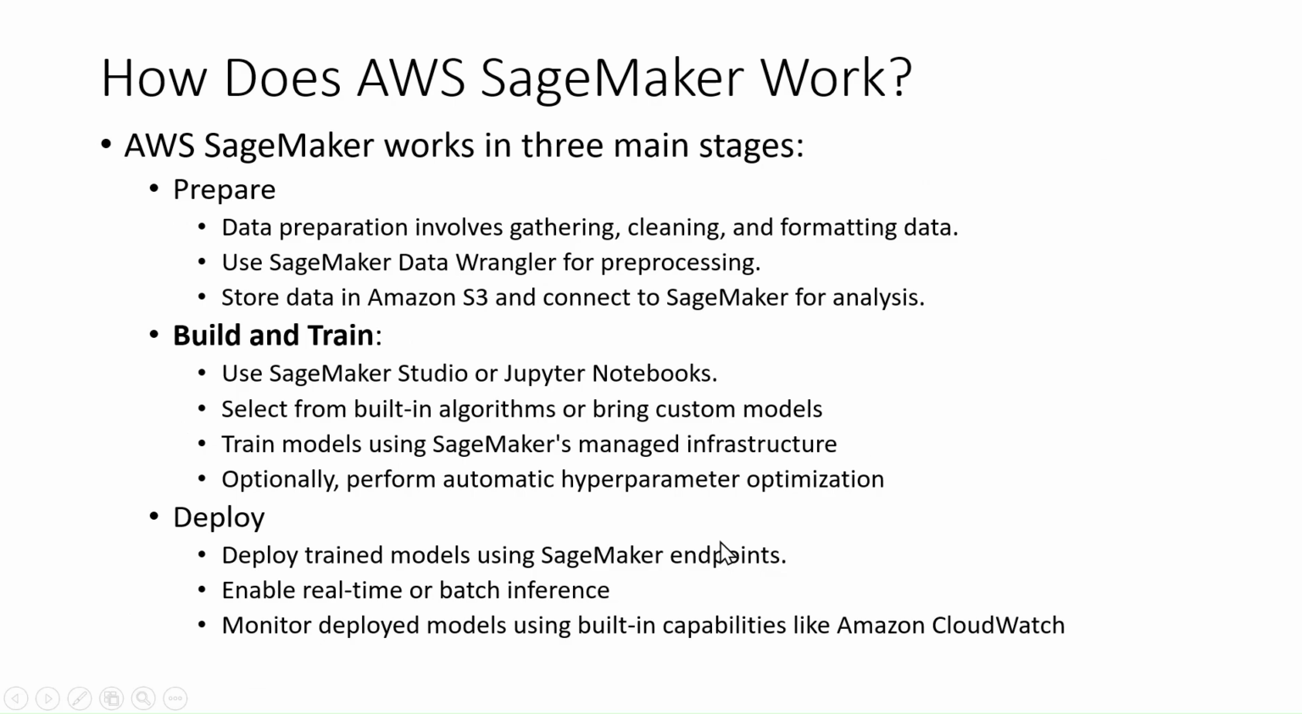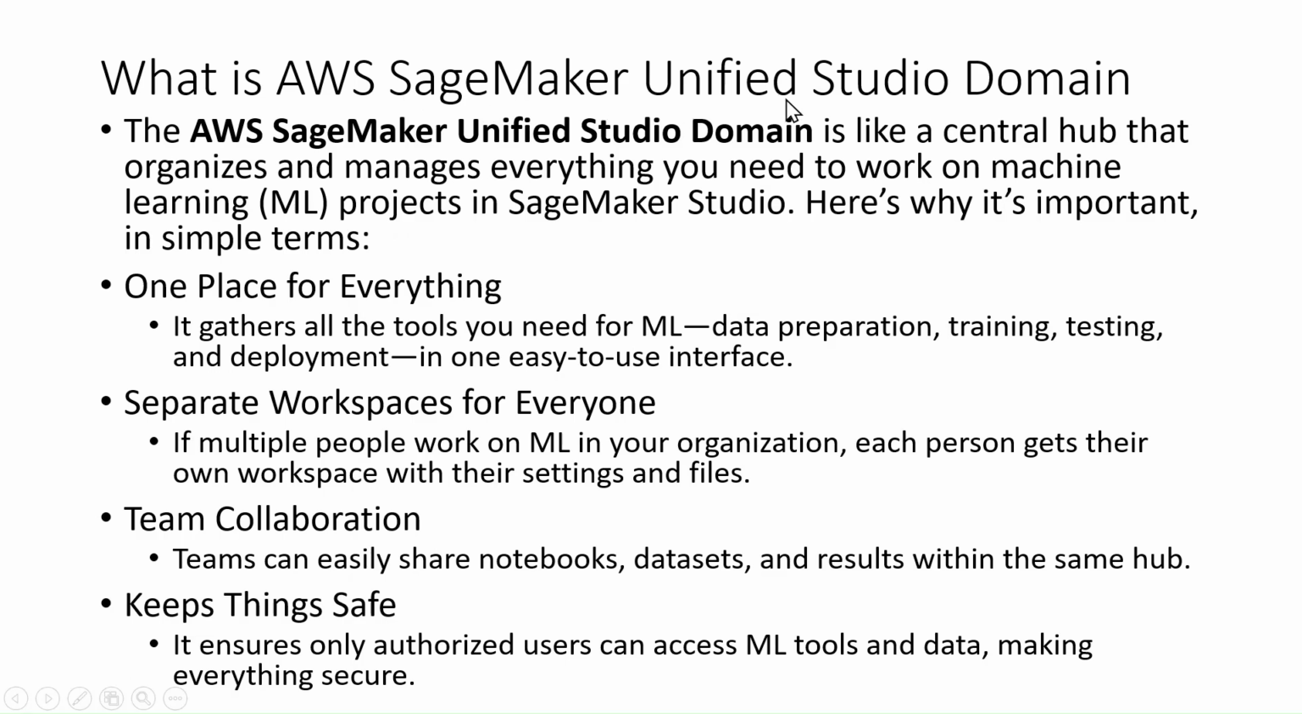So we just understood why we require SageMaker, how we can make use of it, and the benefits of going with SageMaker. And here we saw some things going with the studio. Now we'll go and see the SageMaker Unified Studio domain. The initial SageMaker is completely the same, and the unified studio domain, what exactly it states, we'll go and see. It's a central hub that organizes and manages everything you need to work on machine learning projects in SageMaker Studio. Here is why it is important, in simple terms.